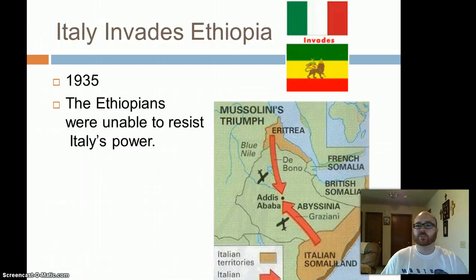Italy, what are they going to do first? Let's invade an African country that can barely defend themselves, because they pose a threat to Italy and what they want. And so Italy invades Ethiopia. Ethiopia has nowhere near the weapon power here. They just destroy Ethiopia. Basically, it's guns versus sticks. They just destroy Ethiopia.